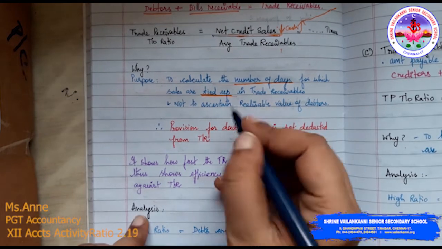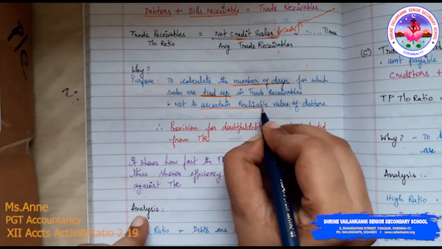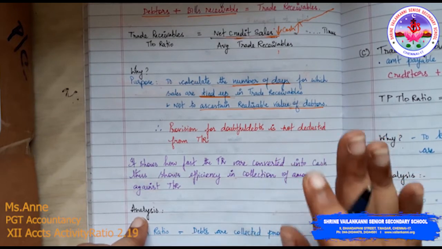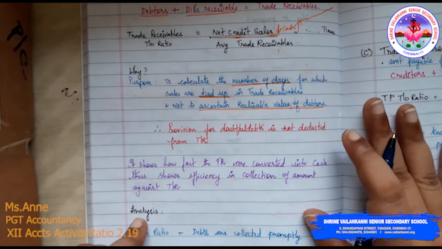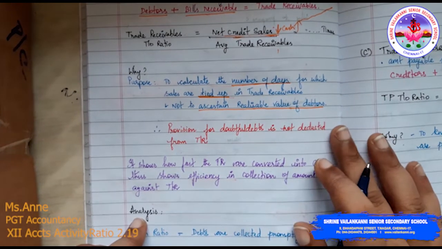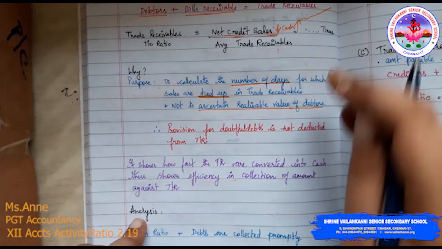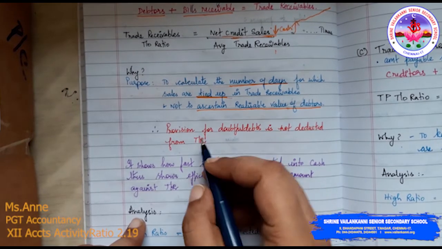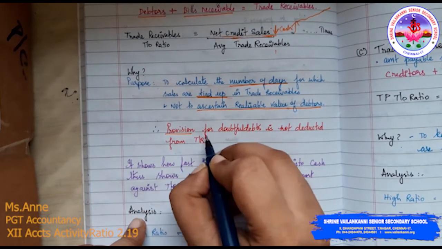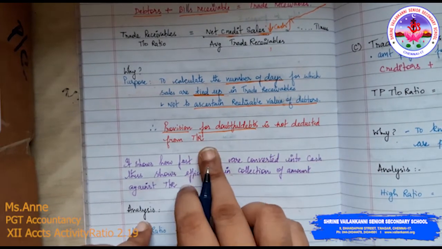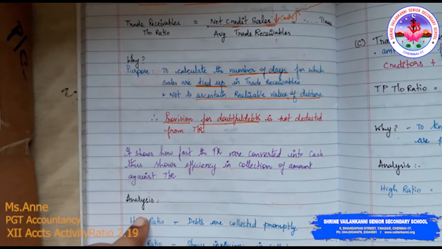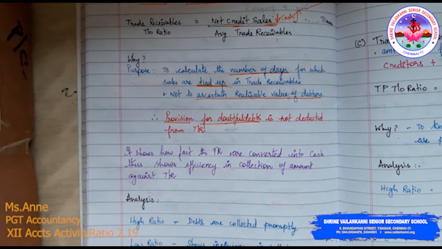and not to ascertain the realizable value of debtors. Now what is this? Not to ascertain. So we are not trying to find out whether the debtors are going to give the money or not. That is not our problem. Our problem is we have given so much time. Within this time, we are estimating the cash would come. So we are not bothered about the provision for doubtful debts; it is not deducted from the trade receivables.